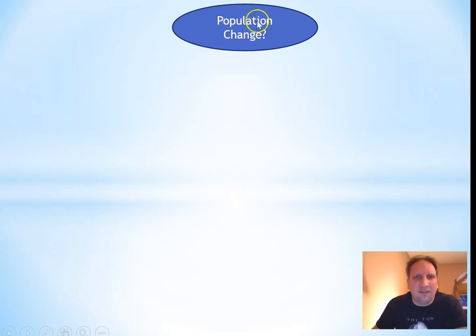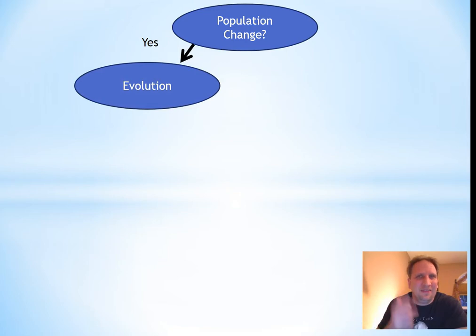The first thing I want you to do is ask yourself, is the population changing? If the answer is yes, then evolution is going on. Evolution simply is the change over time. And when we deal with a scenario-based question, we're going to be looking at different versions of a gene, or alleles. And if the alleles are changing in their percentages or frequency, then evolution is definitely happening.